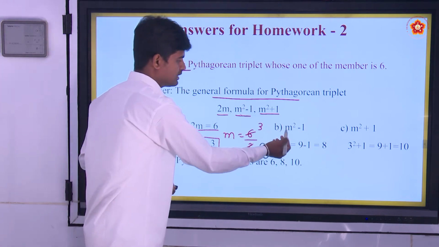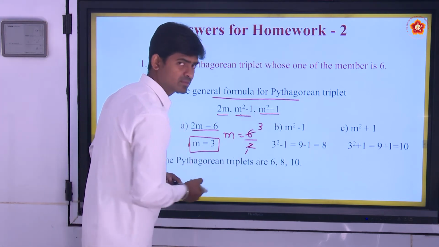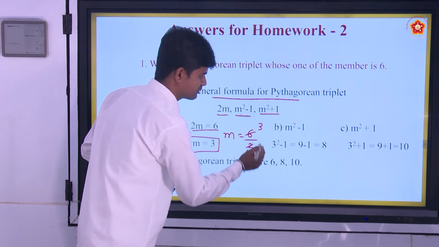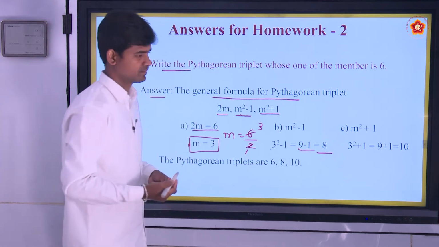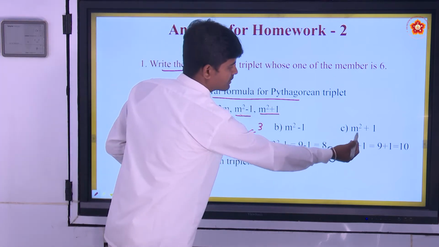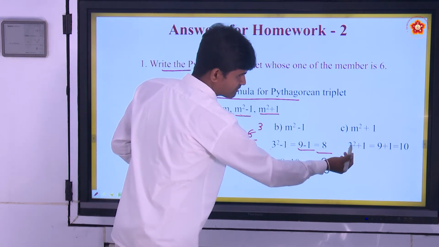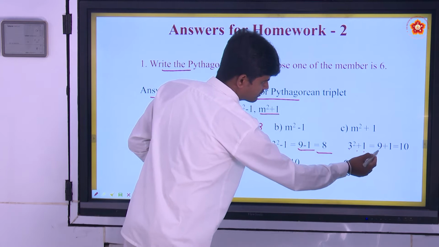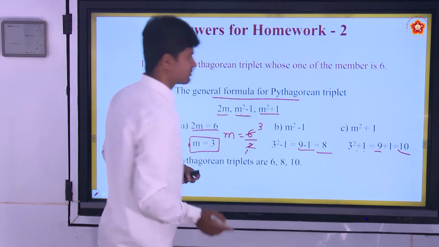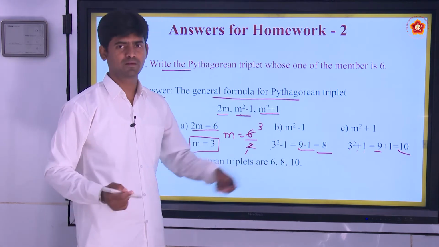Next, b is m square minus 1. Substitute the value of m: 3 square minus 1. 3 square is 9, 9 minus 1 is equal to 8. Next, c is m square plus 1. Substituting m equal to 3, 3 square plus 1 is 9 plus 1, that is equal to 10. So the Pythagorean triplet is 6, 8, 10.